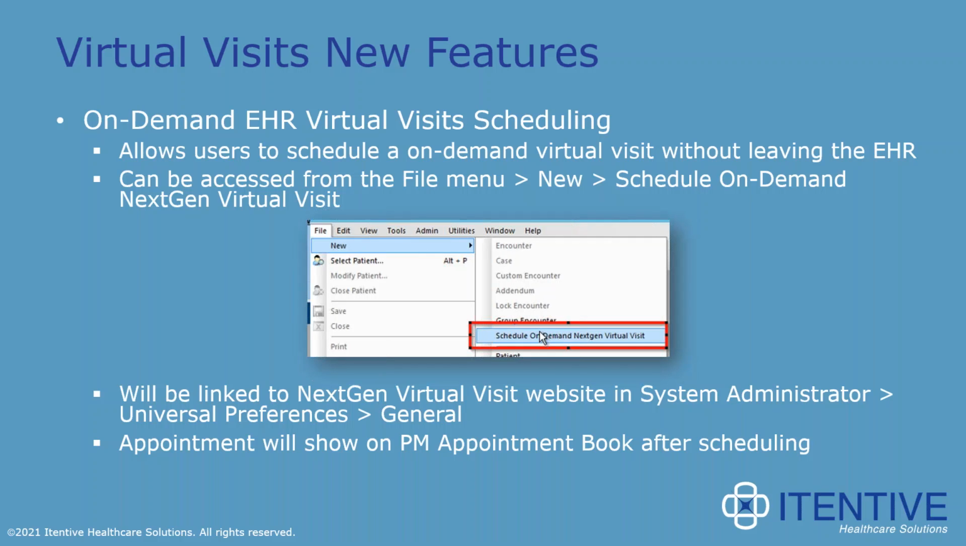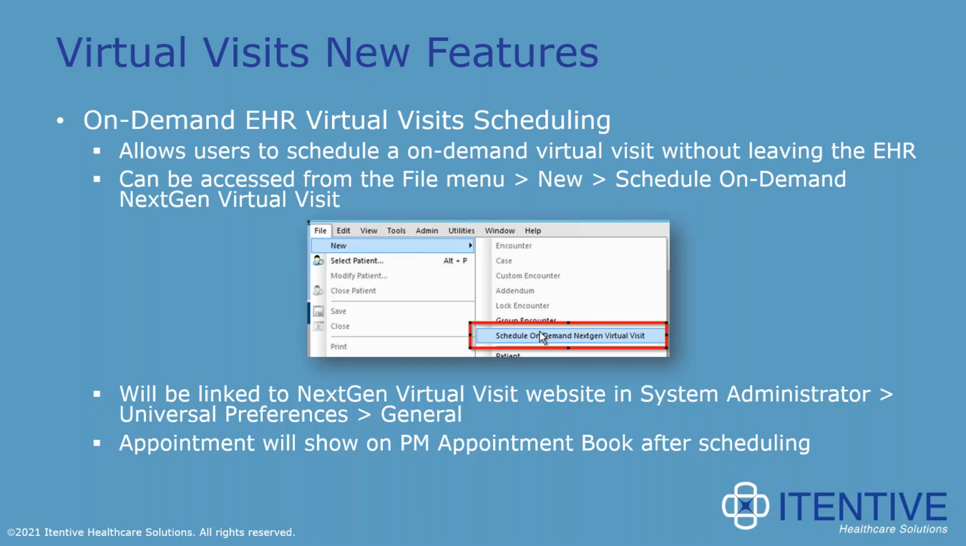This is going to then open NextGen's virtual visit website, and then the user can schedule that appointment, and it will send the link to the patient just like it currently does. And then, just like we see with any of our typically scheduled virtual visits, that appointment will be added to the appointment book. So you still have all the same functionality to track it, report on it, whatever you need to do. This feature is ready to be used out of the box without any configuration.